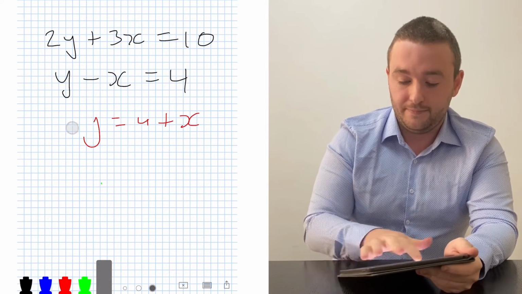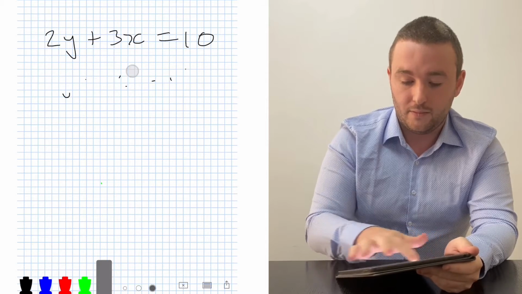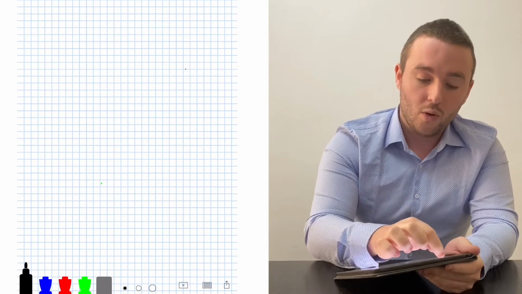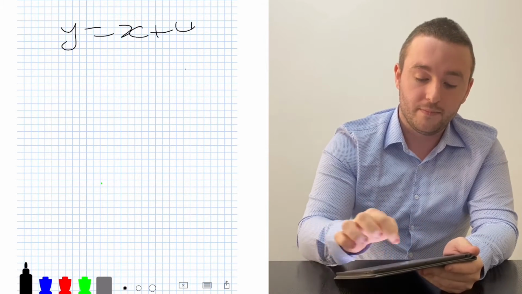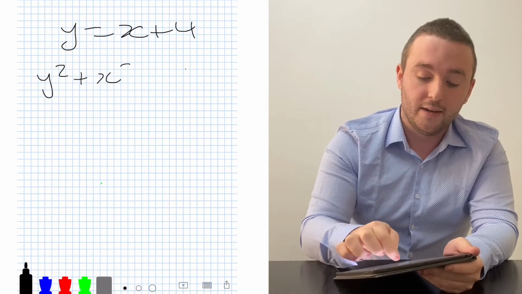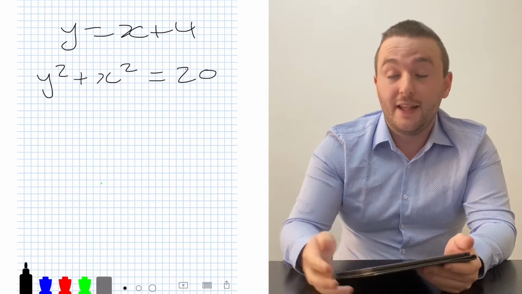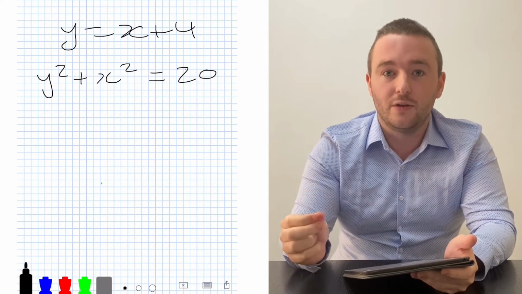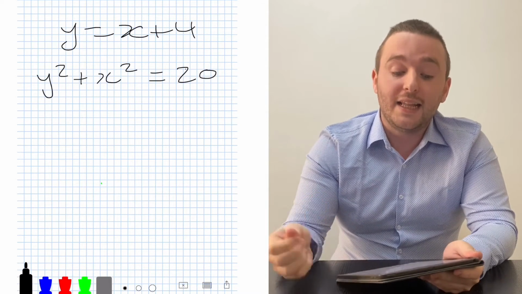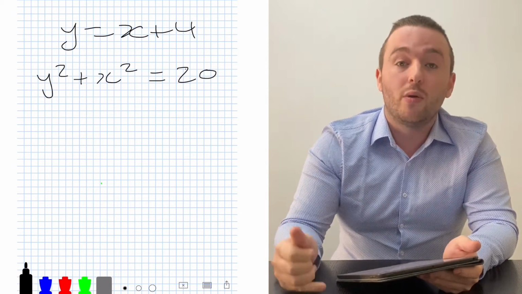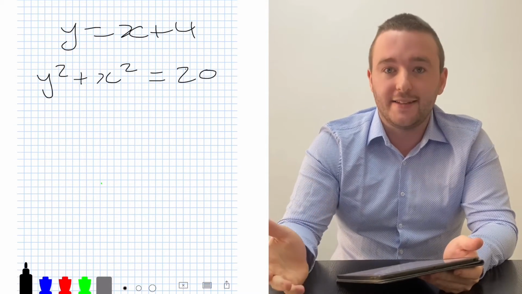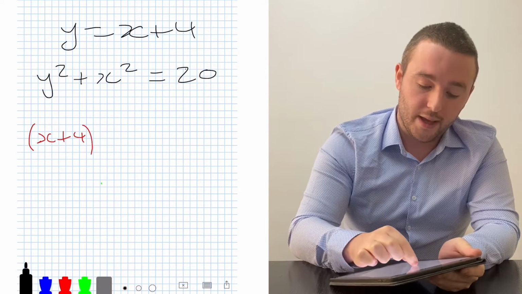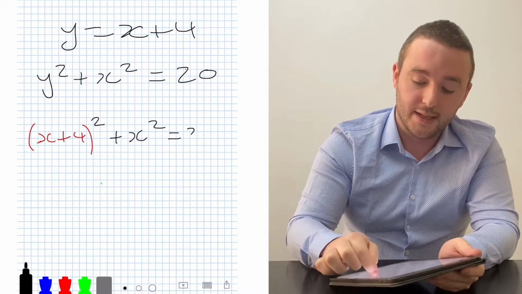For example, if we had the two equations, y equals x plus 4 and y squared plus x squared equals 20. Well, in this case, you can't do the cancellation method because we have some pesky squares in there. We have to use the substitution method. So let's replace the y in the second equation with what's equal to the y in the first. We know that y is x plus 4, so let's put that in. x plus 4 squared plus x squared equals 20.